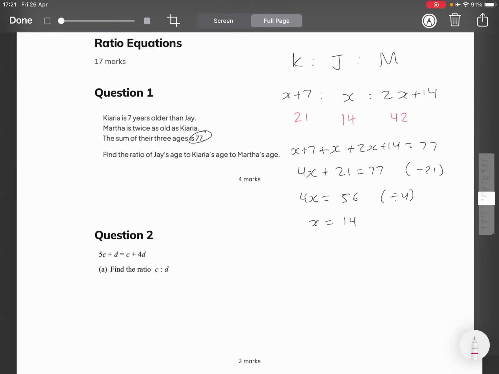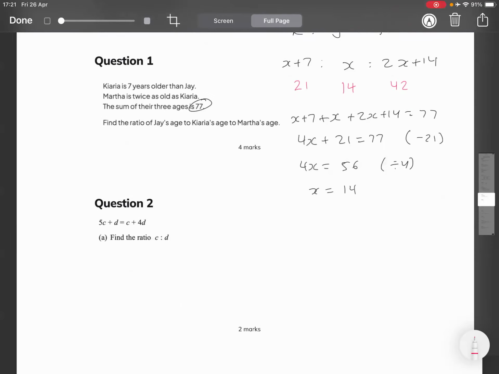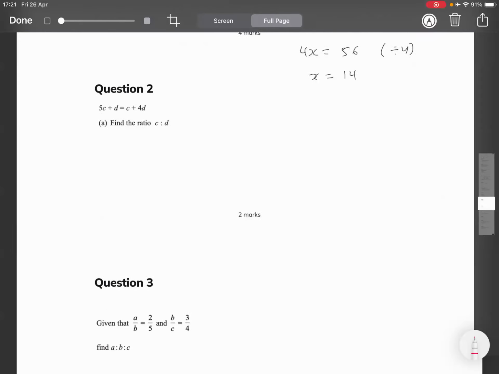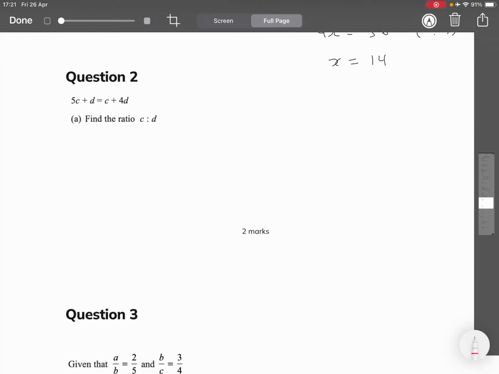Cool. All right. What did we do? We just did a ratio and made it equal to 77, starting with the smallest guy, the youngest person. All right. Question 2, we have an equation and we have to make a ratio.